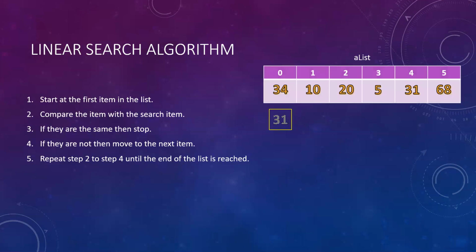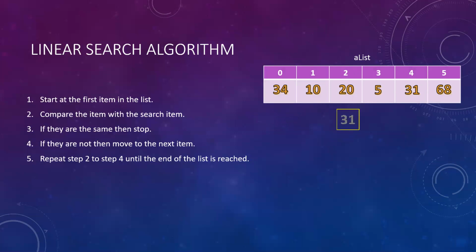Is it equal? If they are the same, then it will stop. Here they are not the same, so it will follow step 4: if they are not the same, move to the next item, and repeat from step 2, comparing the item with the search item. So 10 and 31, are they the same? No. If they are the same, stop, but they are not, so again it will follow step 4 and go to the next item.